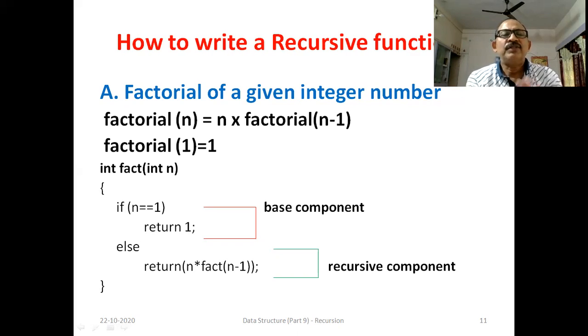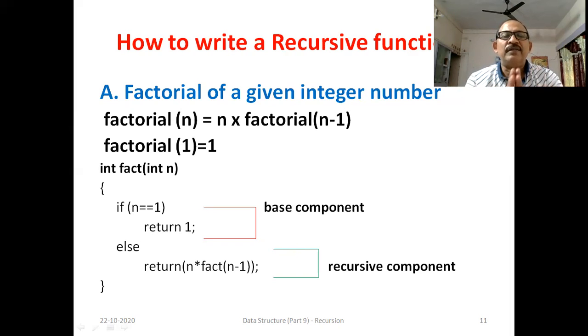Now, first we write the base component, meaning the base case. And what is the base case in this problem? Base case is factorial 1 is equal to 1. If n is 1, then the value of factorial is 1. So here we simply write the condition: if n is equal to 1, return 1. Here the name of the function is fact, the return type of this function is int, and this function takes a parameter n.